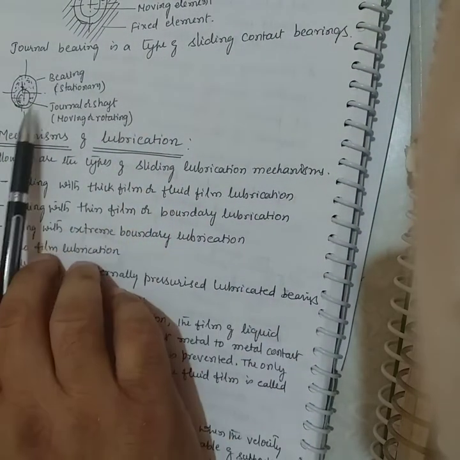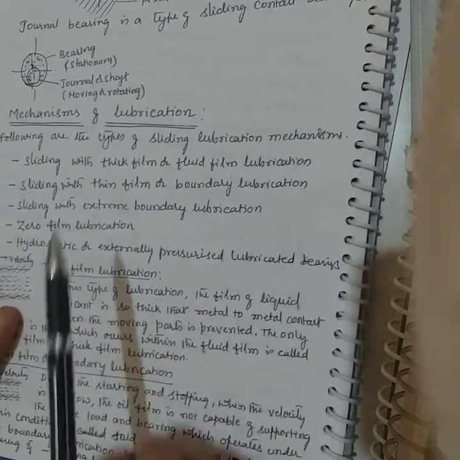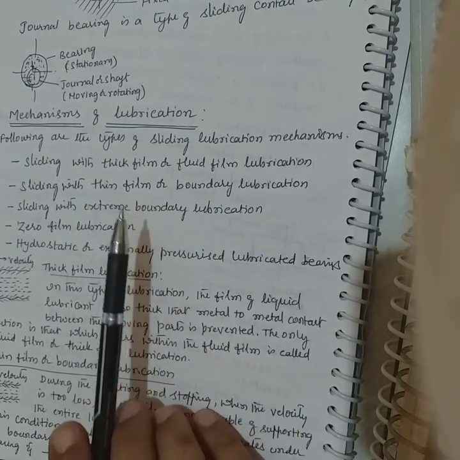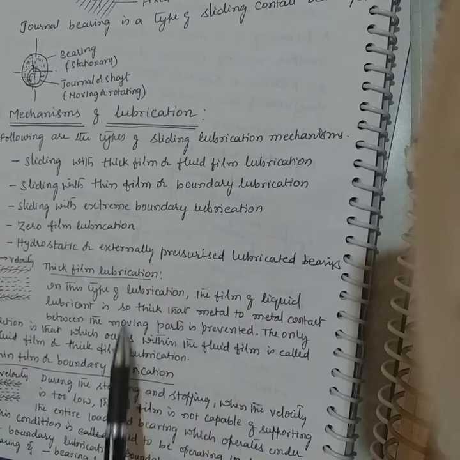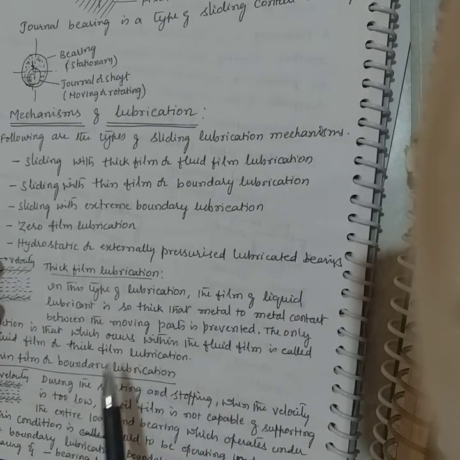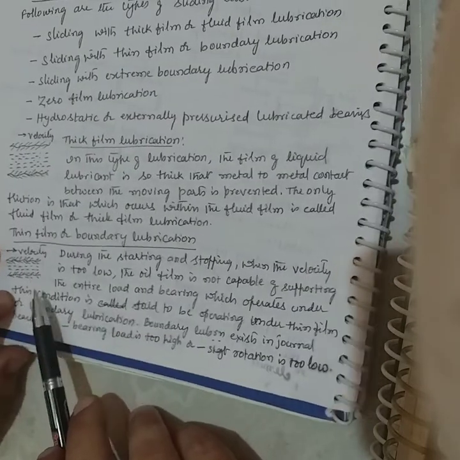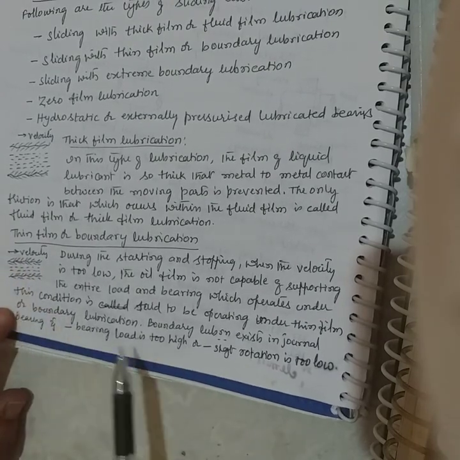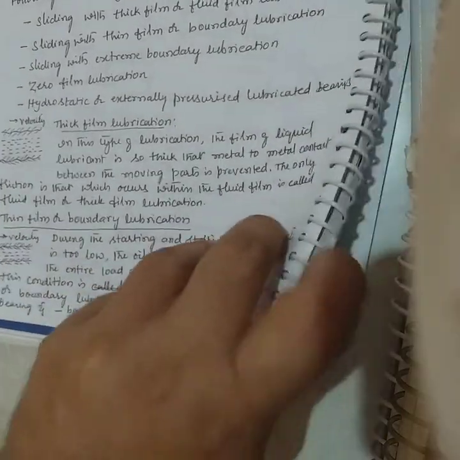And a journal bearing essentially consists of a journal and a bearing surrounded by fluid around them. Then we learnt about the mechanism of lubrication, where you have thick film lubrication, thin film lubrication, extreme boundary lubrication, zero film lubrication, and pressurized lubricated bearings. In thick film lubrication, there is no metal to metal contact. Thin film lubrication occurs during the starting of the journal bearing, and also when the shaft rotation is too low and the bearing load is too high, then thin film or boundary lubrication occurs.